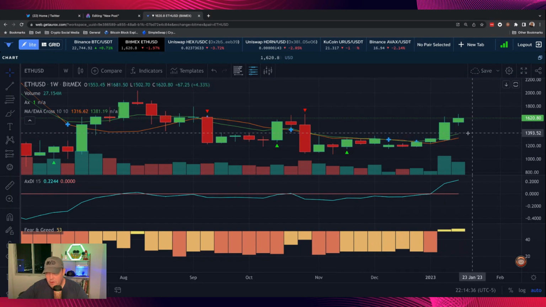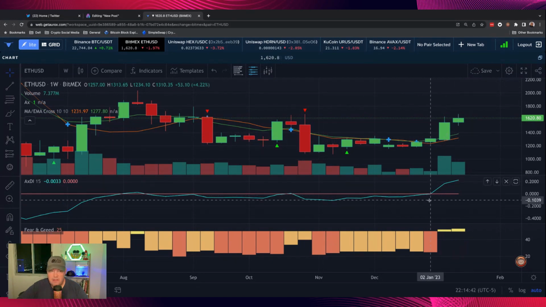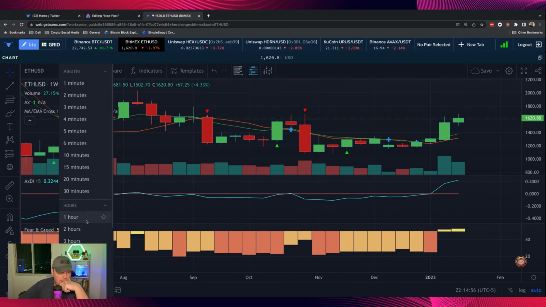And the green is still over the red when it comes to the moving averages. That's positive. The demand index is over 0, and it's still climbing, so that's very positive. And the fear and greed are both in the greed zone, slightly in the greed, which is also positive. Now let's look at the daily.